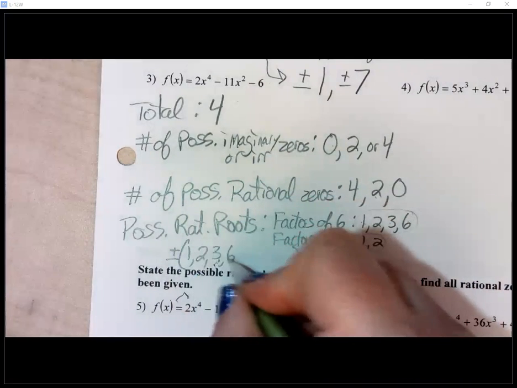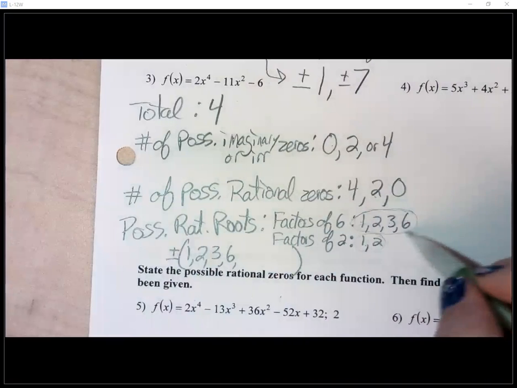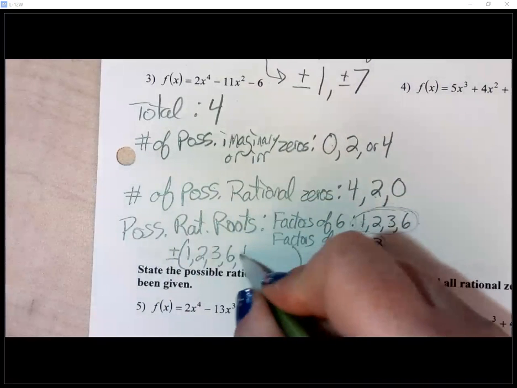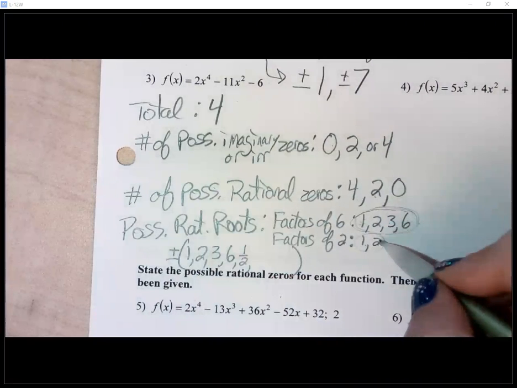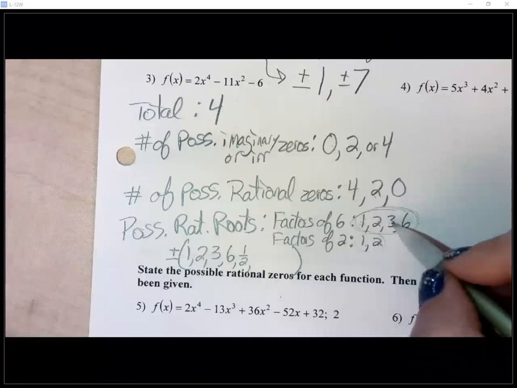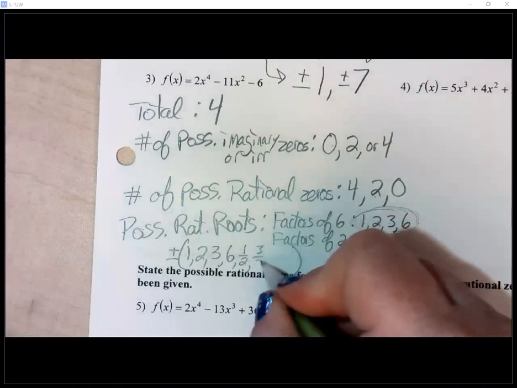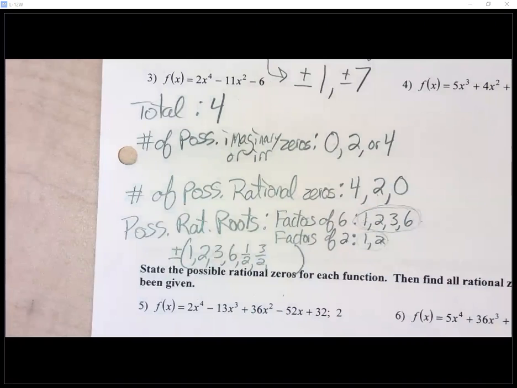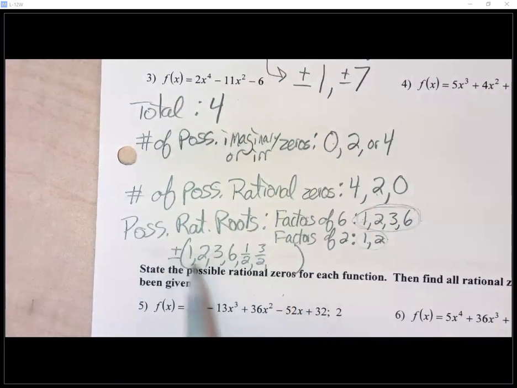But now I need to keep going because now I need to take all of these numbers again and divide them all by two. So one divided by two gets me a half. Two divided by two is one. I don't need to put one in again because it's already in my list. So I'm not going to bother writing in two divided by two, but three over two, that's a new one. And then the same thing happens with six over two is just three, and three is already in my list. So I don't need to write it again. So if I'm going to have any rational roots, it's one of these numbers, positive or negative. I don't know which one, but it's one of them.